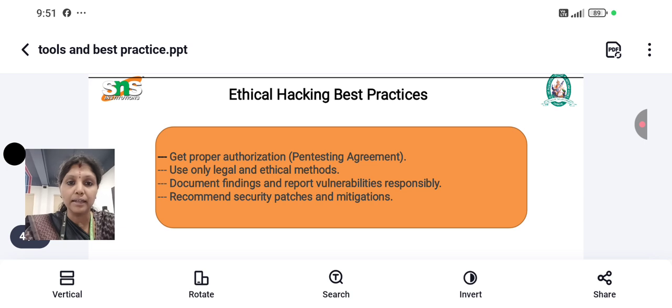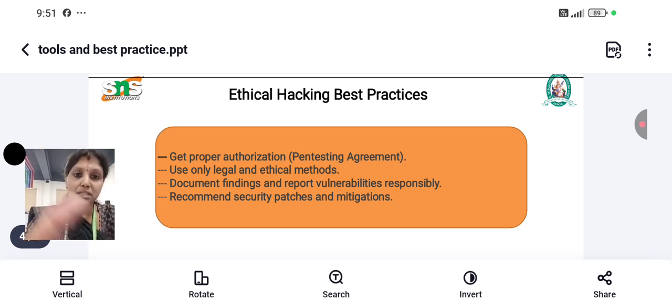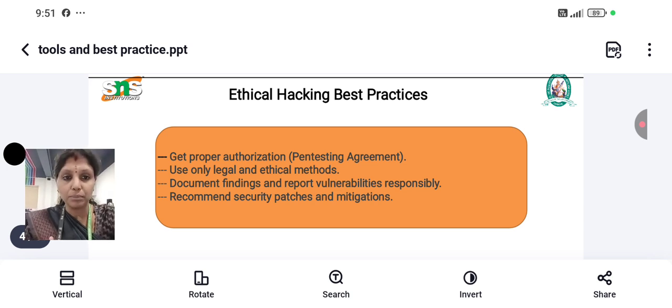So next we are going to focus on ethical hacking best practices in order to avoid hacking. We must get proper authorization as well as authentication, two-step verification. These we have to focus on in a perfect manner in order to avoid the hacking process. And then the pen testing agreement. This is called a pen testing agreement in a formal way.